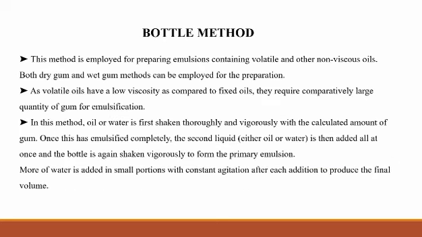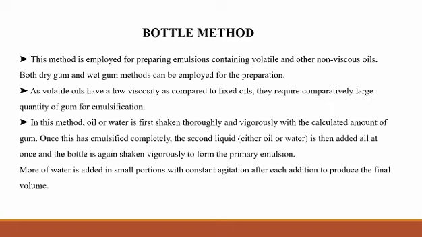Next we are going to the bottle method. Bottle method is another type of preparing a stable emulsion. Here we are going to prepare an emulsion containing volatile and non-viscous oils. When an emulsion contains volatile oils or non-viscous oils, we will choose this bottle method. This method is also known as Forbes bottle method.